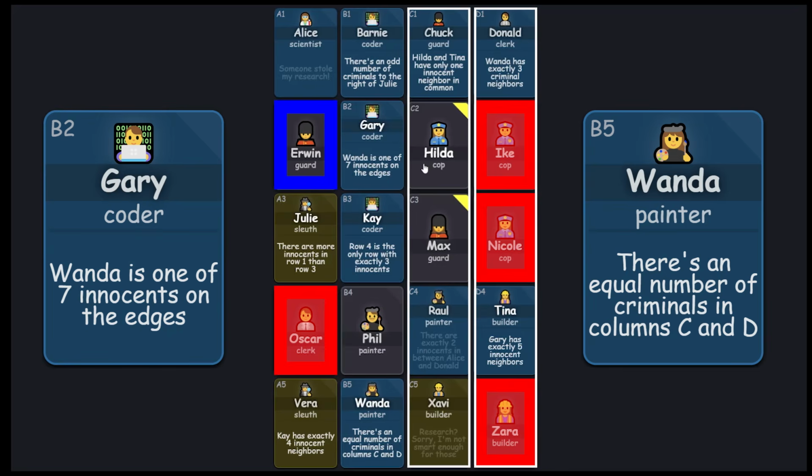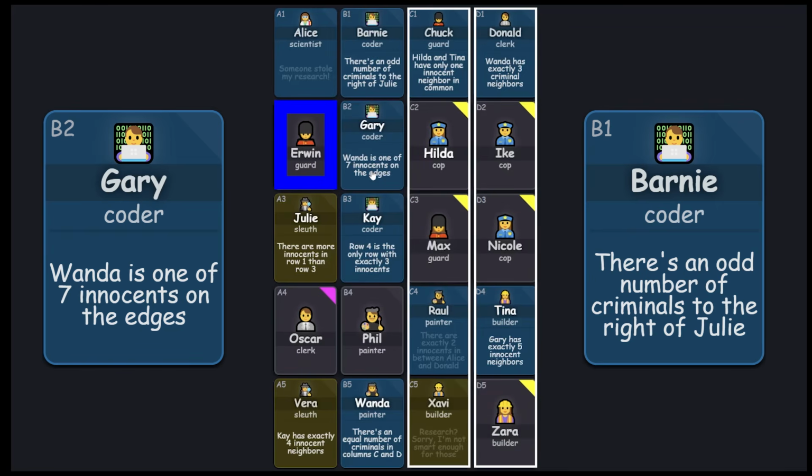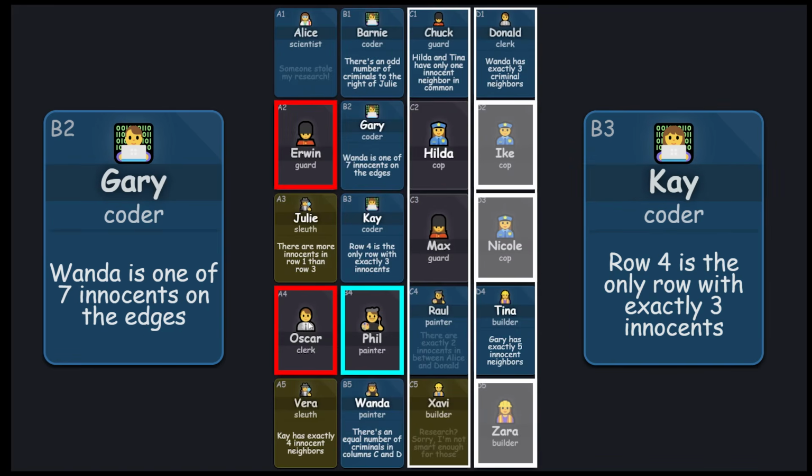Since columns C and D must have the same number of criminals, Hilda and Max would be criminals as well. But now there are 2 criminals to the right of Julie, and that violates Barney's clue. Therefore, the 7th innocent on the edges must be in column D. Mark Erwin and Oscar as criminals, and Phil as innocent.